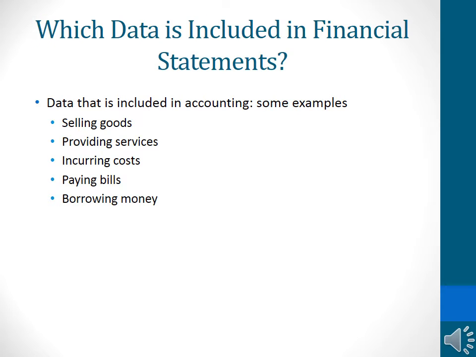One of the important points to understand early in any accounting class is which data is included in financial statements. Knowing which data to capture is very important to the organization. Some examples of things that are included in accounting are the results of selling goods or providing services, incurring costs, whether we're ordering inventory, paying our employees, signing a lease to rent a building, paying rent, paying the insurance, paying the utilities, or borrowing money. These are all examples of transactions that we're going to learn to account for.